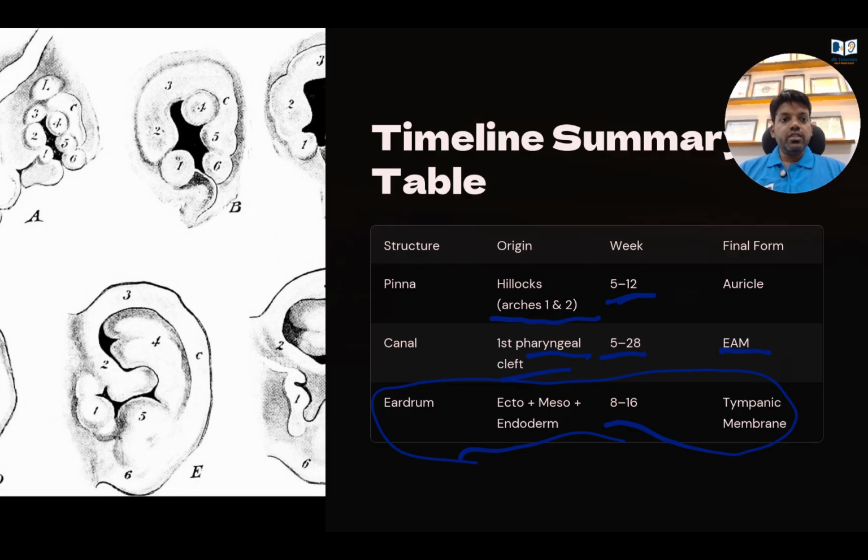I hope these two structures are very clear for you. One is the external auditory canal, which we saw first: there is formation of the meatal plug and then canalization, 2 stages. In the pinna there is hillocks formation, 6 hillocks that develop into different parts of the pinna.